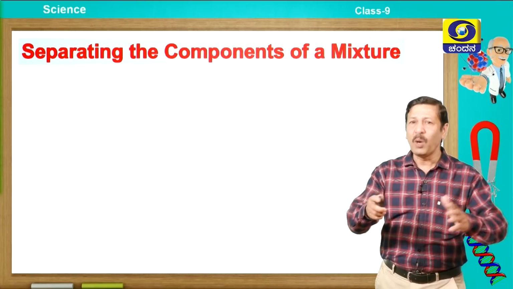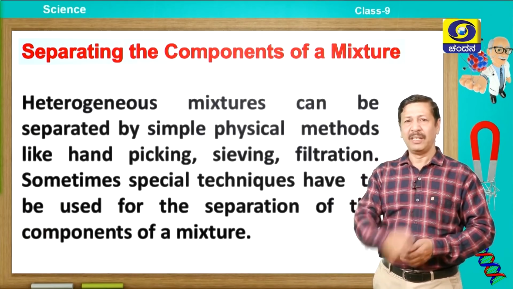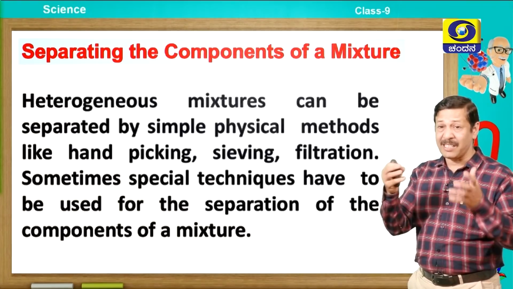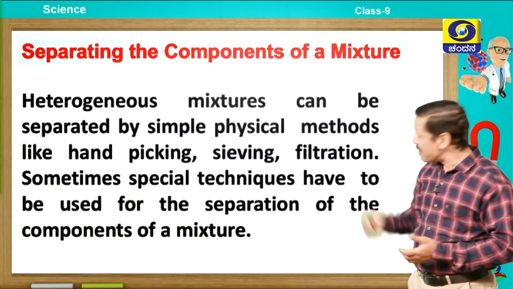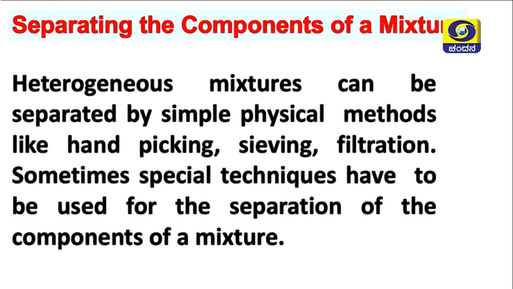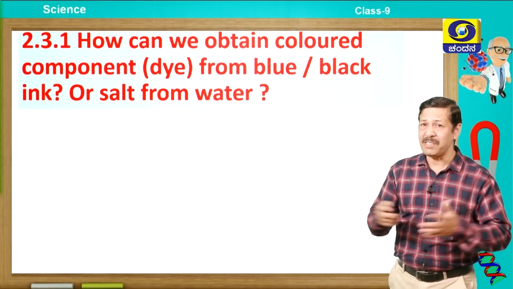Now let us understand what is the importance of separation of various components of the mixture. The heterogeneous mixture can be separated by various means, that is the physical methods like hand picking, sieving, then filtration. Sometimes we have to go for special techniques like chromatography, filtration, distillation, decantation and so many other methods. Hence, now let us understand what are the various methods used to separate various substances.